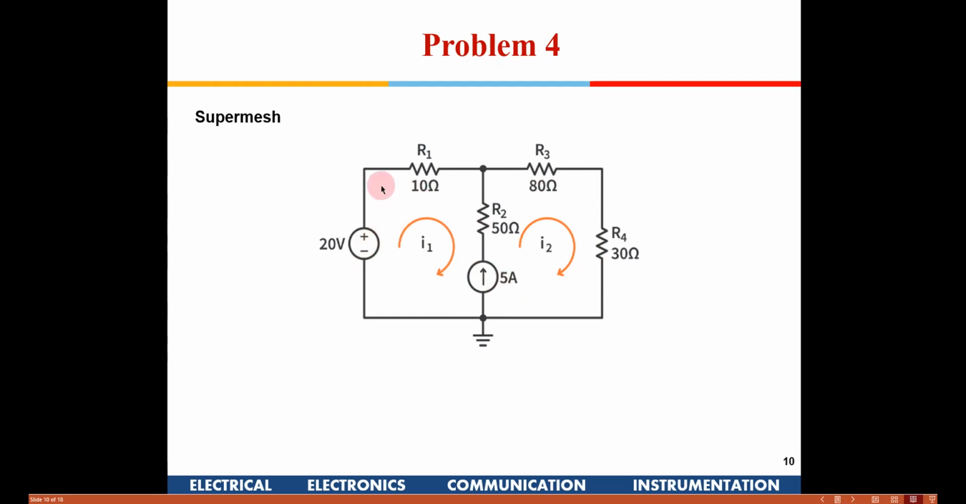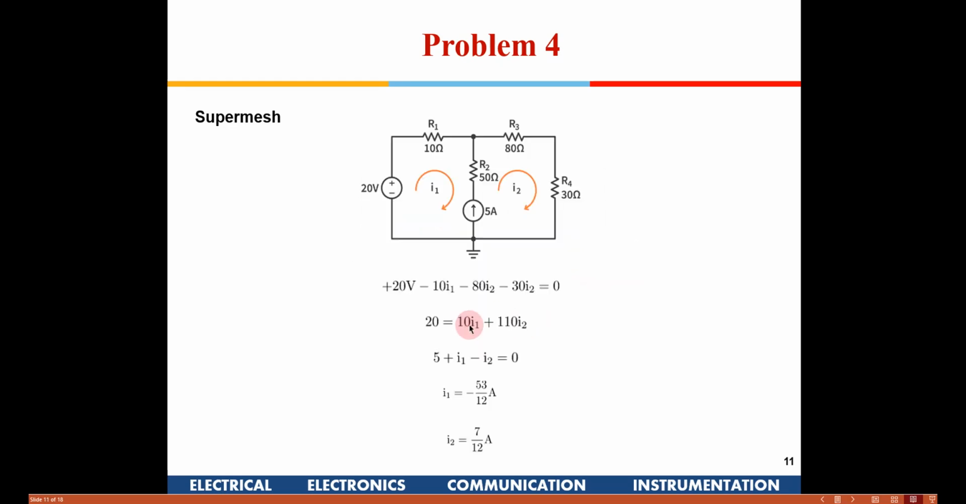Okay, so from 20 we take 10, 80, 30 and come back to the ground. Now if you see here, if you write 20 minus 10i, because we are putting everything equal to 0 here, we are doing an algebraic sum. So 20 minus 10i minus 80 I2, because I2 is flowing out here, and then here it is 30 I2. All right, so you get one equation out here.